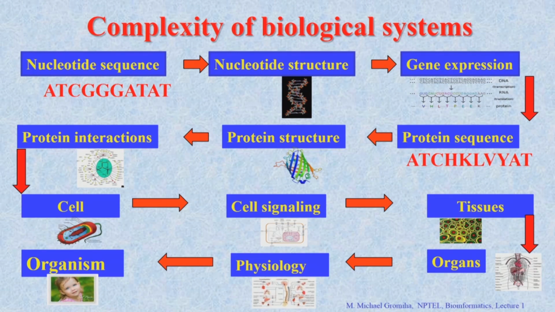From the nucleotide sequence, we go to the nucleotide structure, and from the nucleotide structure we go to gene expression. So, we go from DNA to RNA and RNA to protein. Through gene expression, finally, we get the protein sequence. Then we go to the next level, protein structure, and from protein structure to protein interactions. This happens in the cell, and then we go to cell signaling, tissues, organs, the physiology of the system, and finally the organism. So, this is the complexity of biological systems.